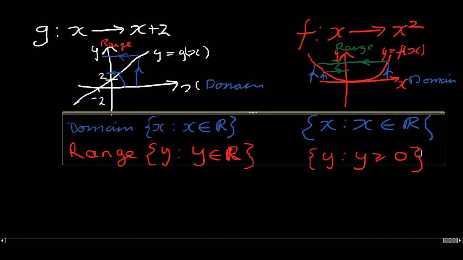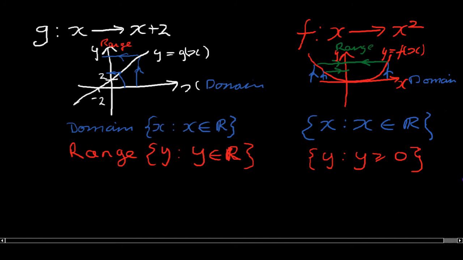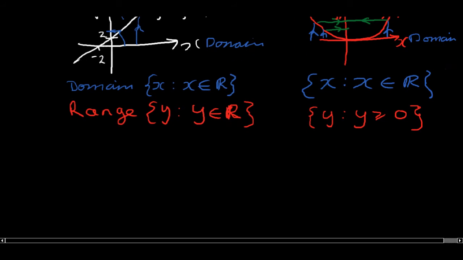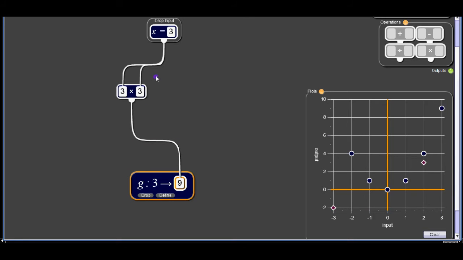Now, what I'm going to look at next is what happens when we combine these functions. Okay, and this is called a composite function. So let's look at composite functions. So let's go back to our machine.